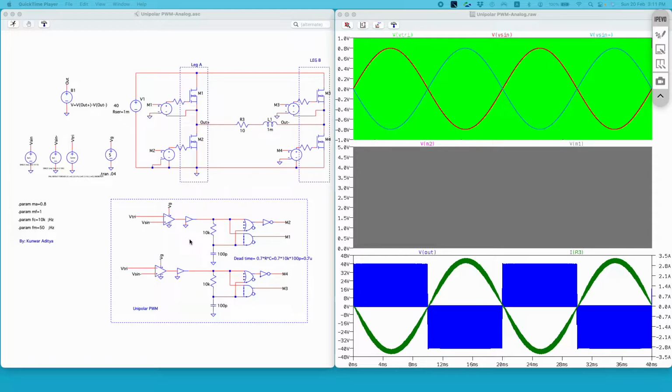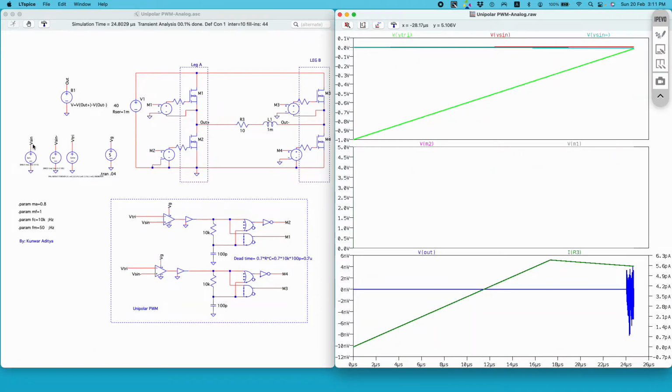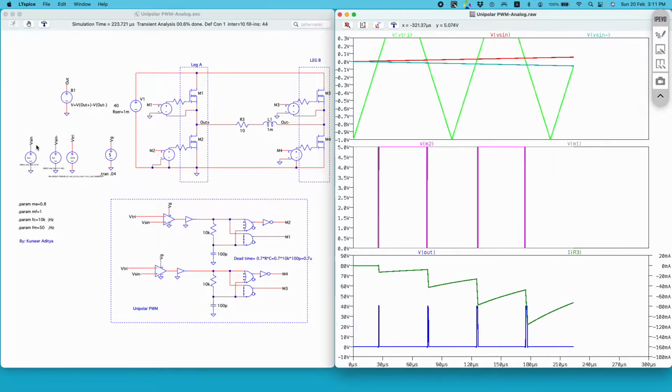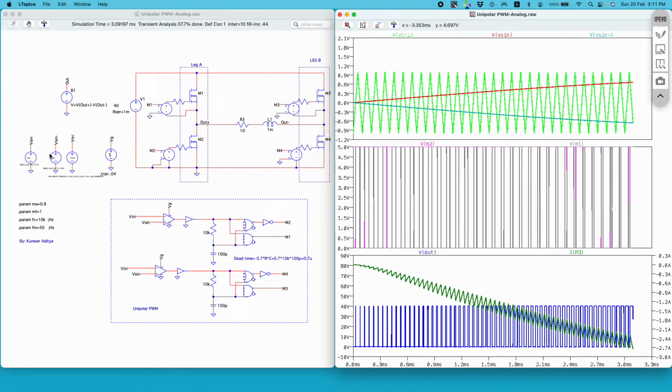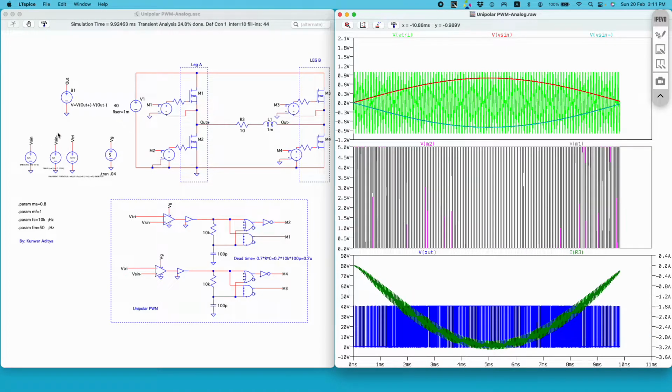To implement unipolar PWM, you need a carrier wave, V triangle, which is essentially a triangular wave. This green plot shows that waveform, changing from minus 1 volt to 1 volt. And you need two reference waves, that is, sinusoidal waves, both 180 degrees out of phase. I have named them V sine and V sine minus.